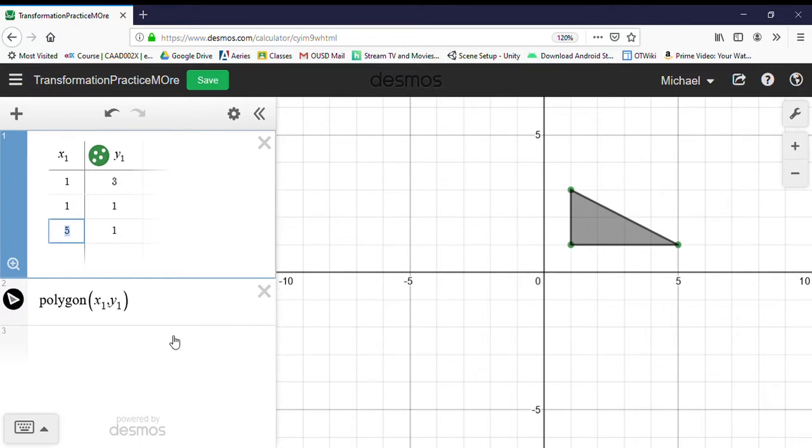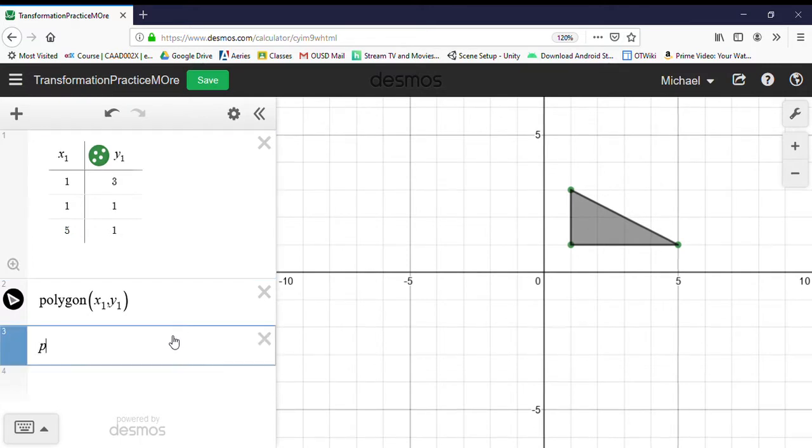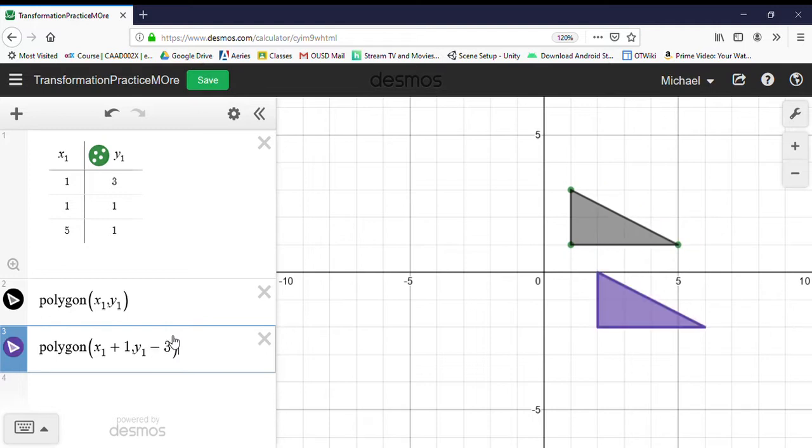So I already know how to do translation. I can just add or subtract onto it. So polygon x1 plus 1, y1 minus 3. That's a translation, just adding or subtracting onto x or y. And I could also take these tables, add 1 onto all those, subtract 3 from all those, create the table. That would do the same thing. This is doing it with a rule, but I could also do it with a table.